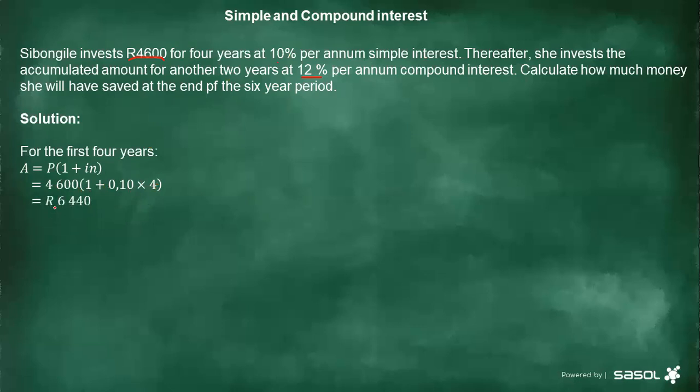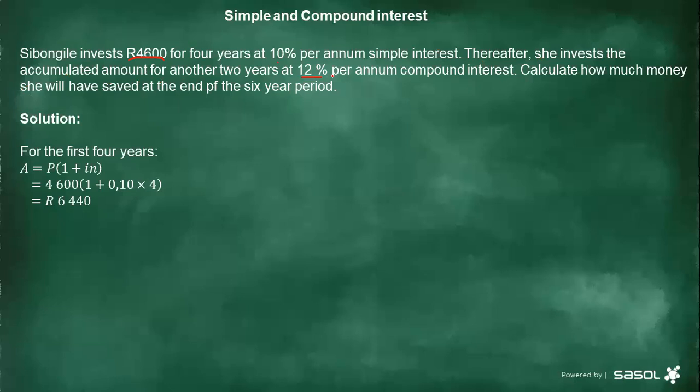There it's going to give us 6,440, and that is the amount of money for the first 4 years. And then it says, thereafter, she then invests the accumulated amount for another 2 years at 12% per annum compounded interest. Now, this is the accumulated amount after 4 years. Then we are going to continue with it.